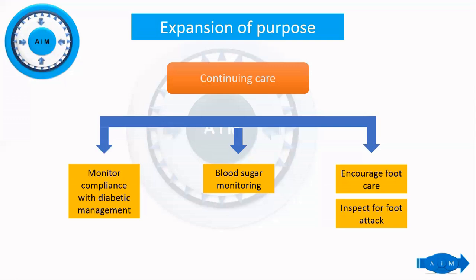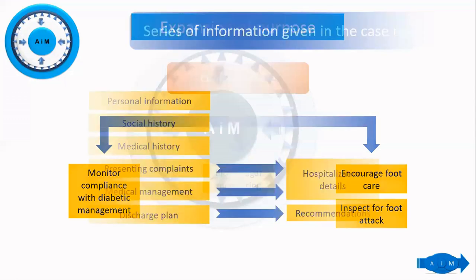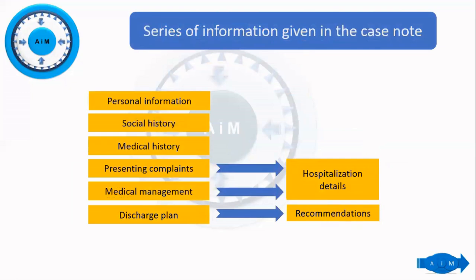And next, the thing is how to plan the paragraphs. In order to plan the paragraphs, first we should know what is the series of information which is given in the case note. So let's say they have given the personal information first, and for this you have to keep going with the question. Then they have given the social history and the medical history, presenting complaints, medical management, and discharge plan. Here the discharge plan usually means what is to be done after the discharge, or else what is the request you have for the reader.